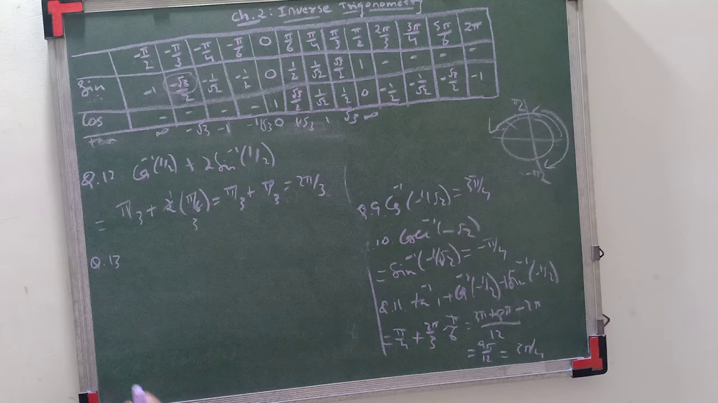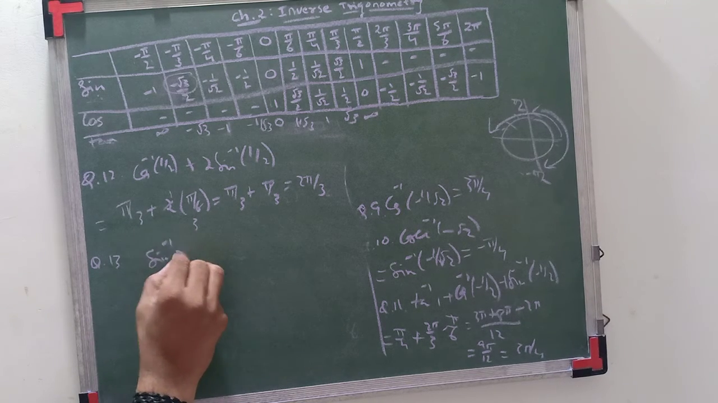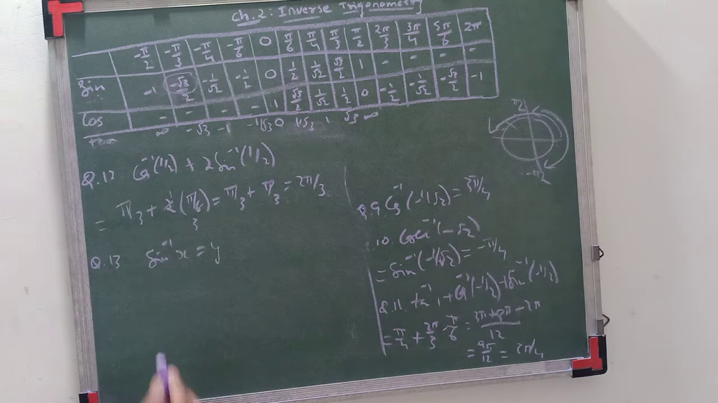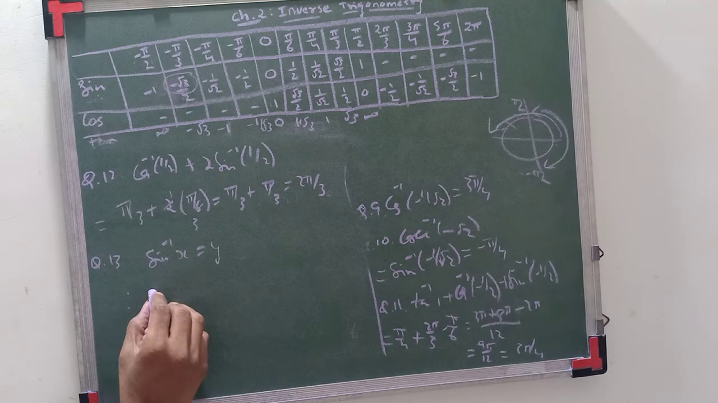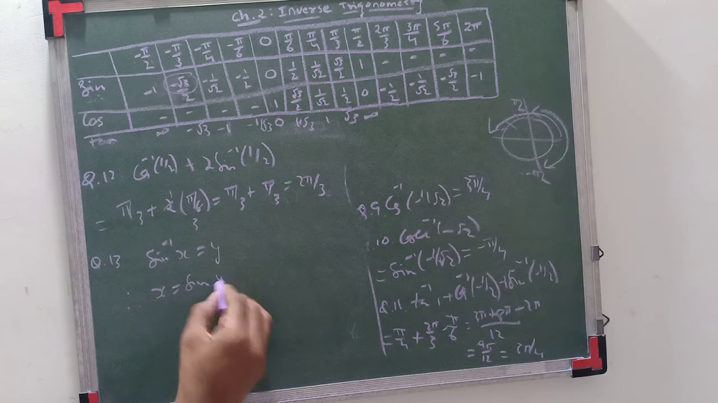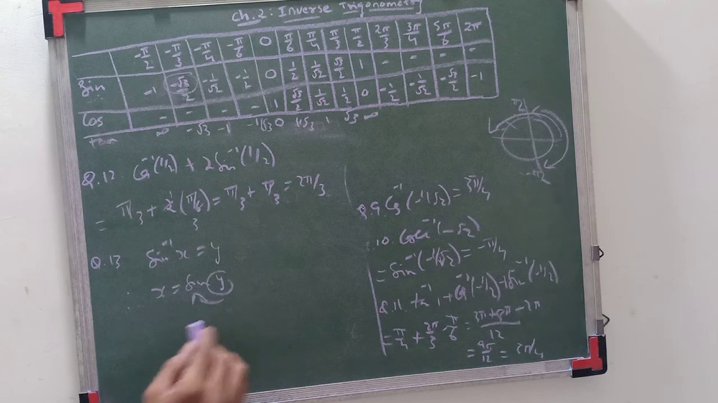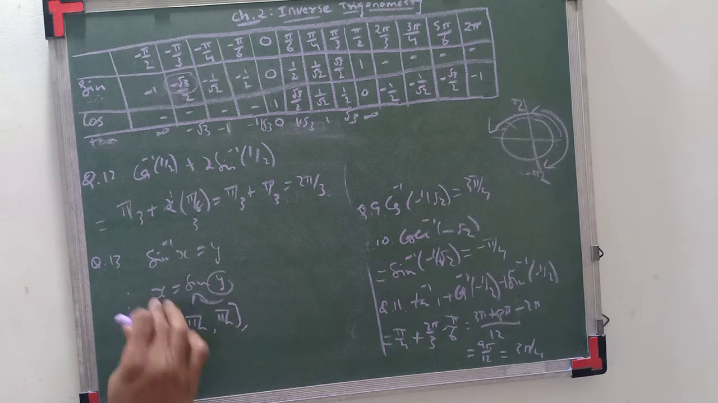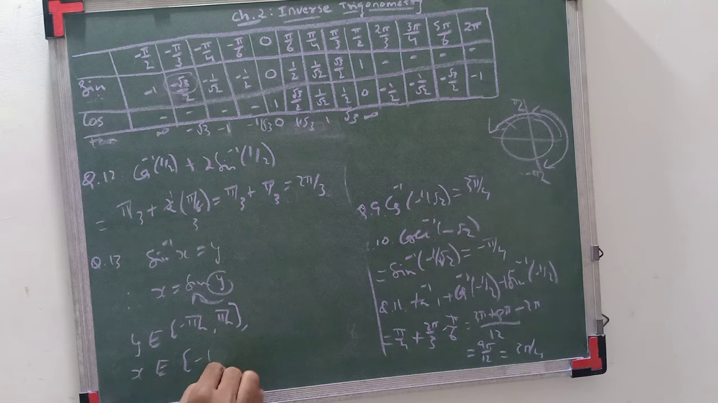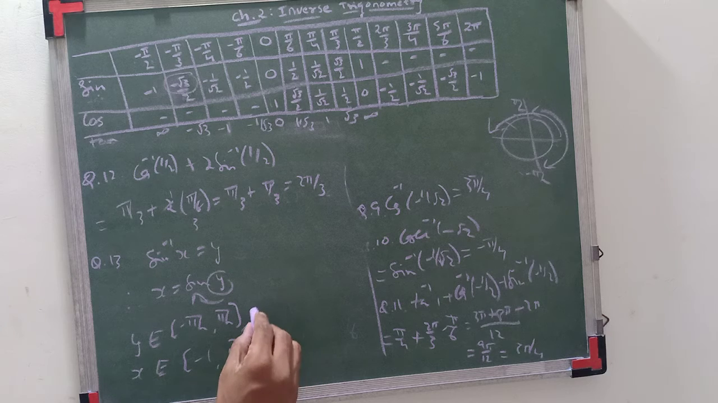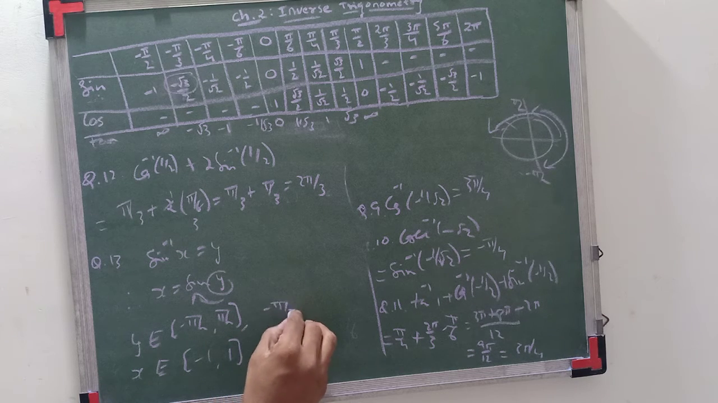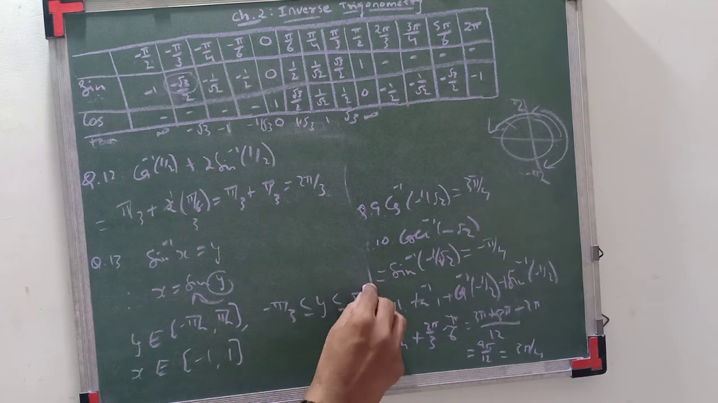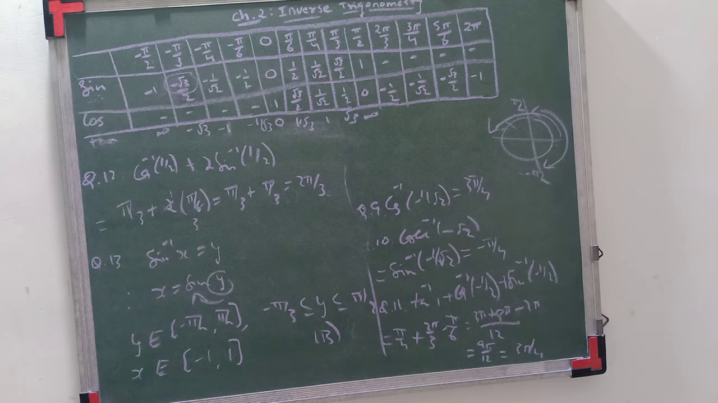Question number 13. Sine inverse of x is equal to y. That is an MCQ question. If sine inverse of x is equal to y, then what is the correct answer? Sine inverse of x is equal to y means x is equal to sine y. Means y should belong to the domain of the sine function, that is, y should belong to the closed interval minus pi by 2 to pi by 2, and x should belong to the closed interval minus 1 to 1, that is the range of the sine function. Which option is given? B is the correct answer, that is, minus pi by 2 is less than or equal to y is less than or equal to pi by 2. So option B is the correct option.